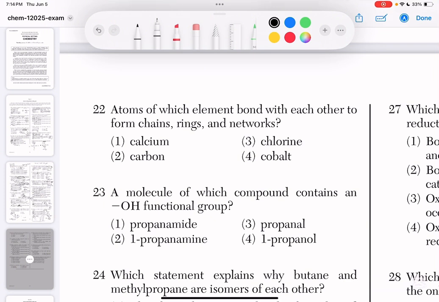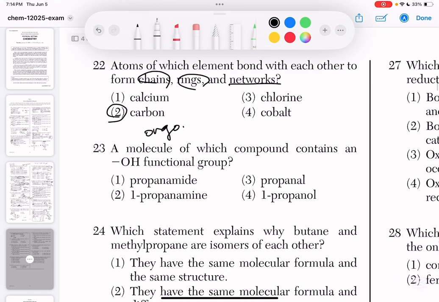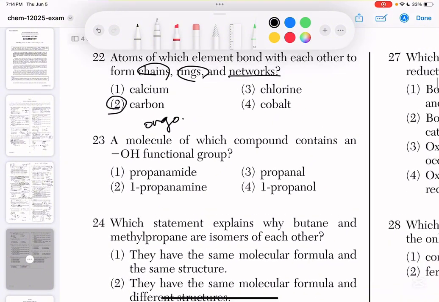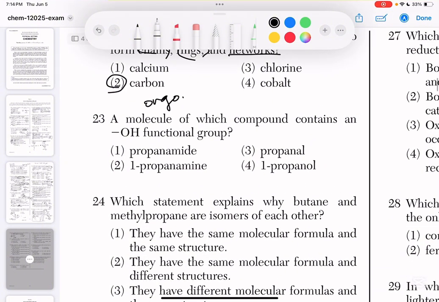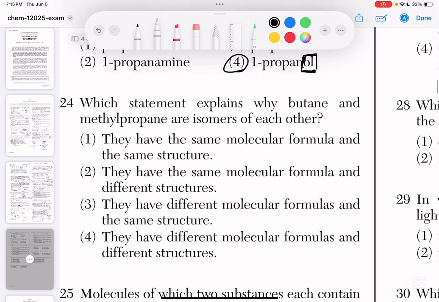Okay, chains, rings, and networks. This one's carbon. There's an orgo unit in Regents Chem, so you should be pretty familiar with this concept and this special property of carbon. Functional group table R, and you would see that this one would be an alcohol. You can also just memorize it, I guess, to not have to look at table R, but that's up to you.